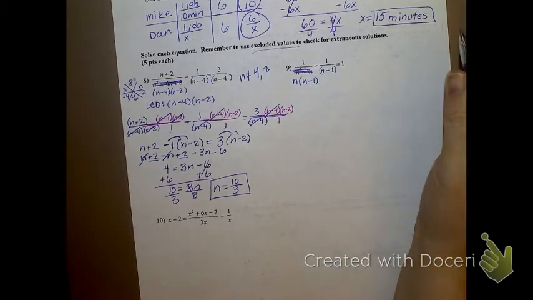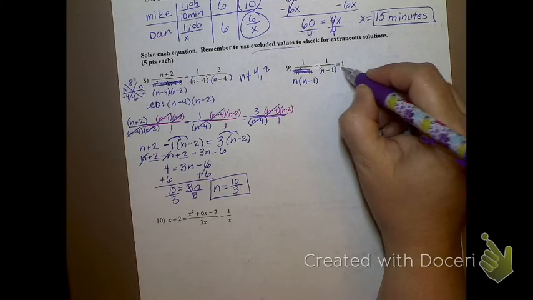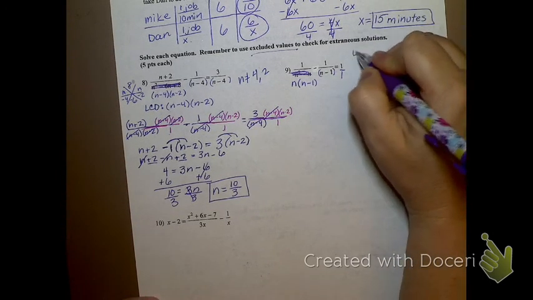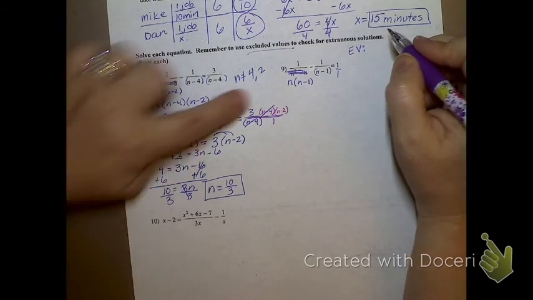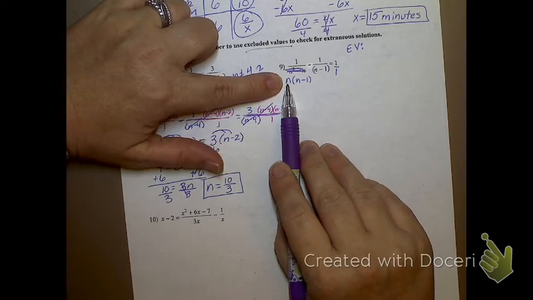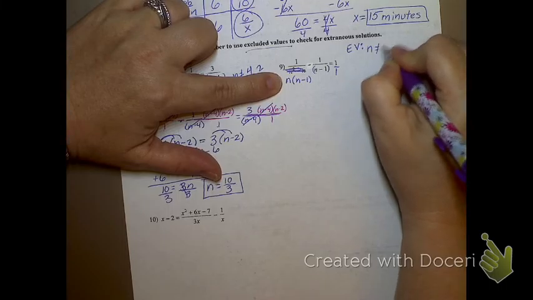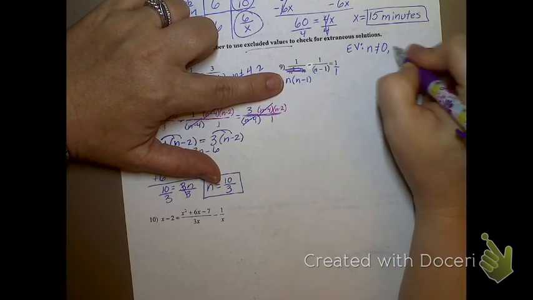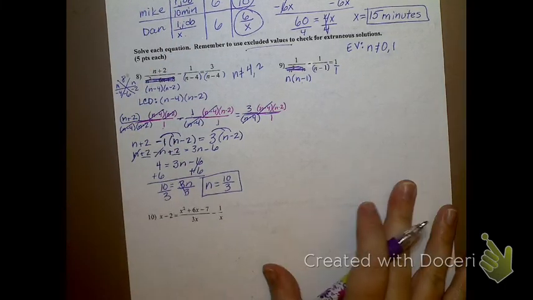So I'm going to put it in parentheses. This one doesn't have a denominator. Well, it does technically. It has a denominator of 1, but that's not going to affect my LCD. So let's talk really quick about excluded values so that we've got them and we don't have to think about it later. What would my excluded value be from right here? N cannot equal 0. What's my other excluded value from these two? 1. So as long as I don't get 0 or 1, then I should be good.